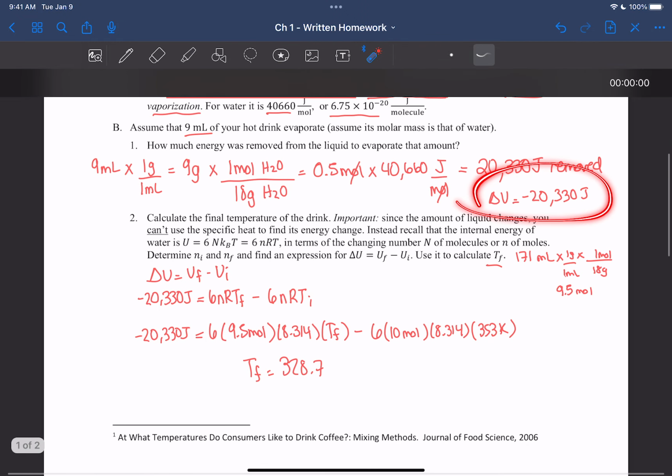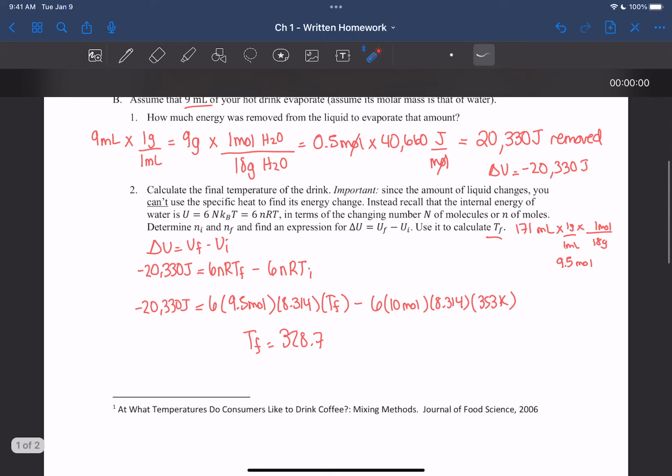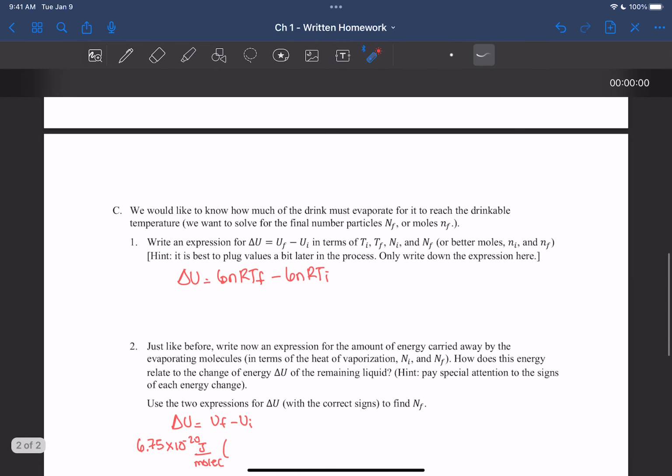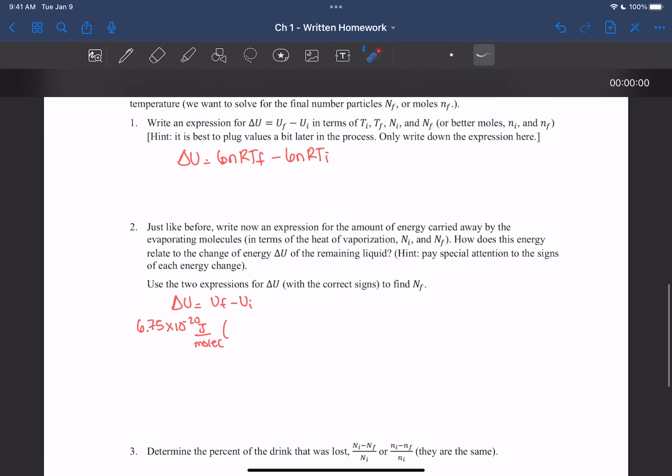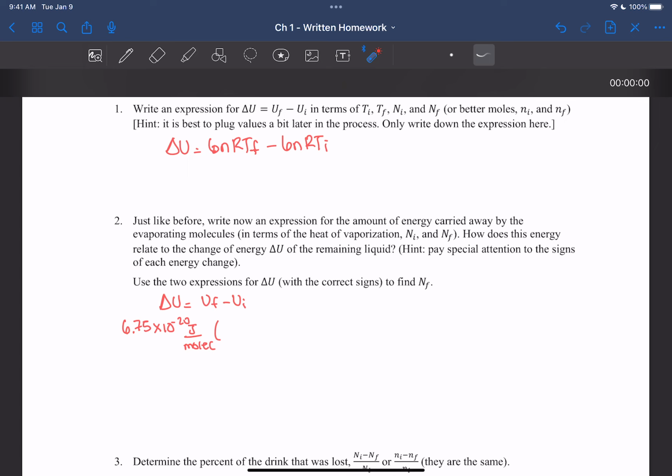So essentially we're doing this again, right? Except that in this case, we want to figure out how much or how many molecules are left over after reaching that drinkable temperature. That's the idea. So we know that it started off at 80 degrees Celsius or 353 Kelvin.